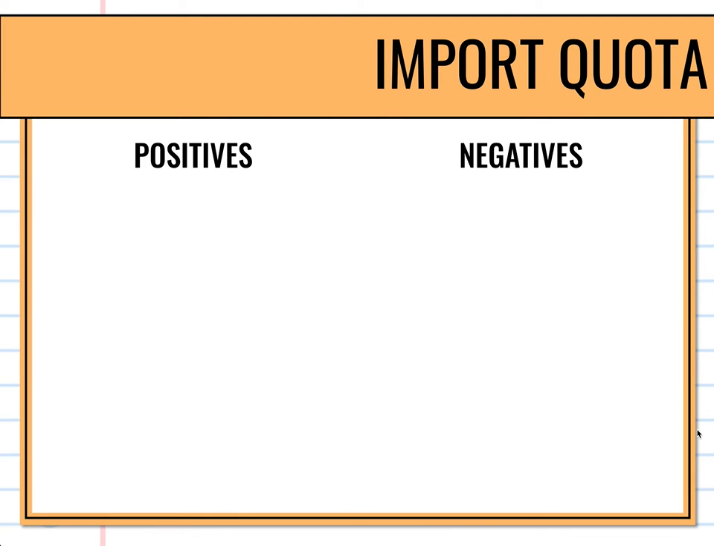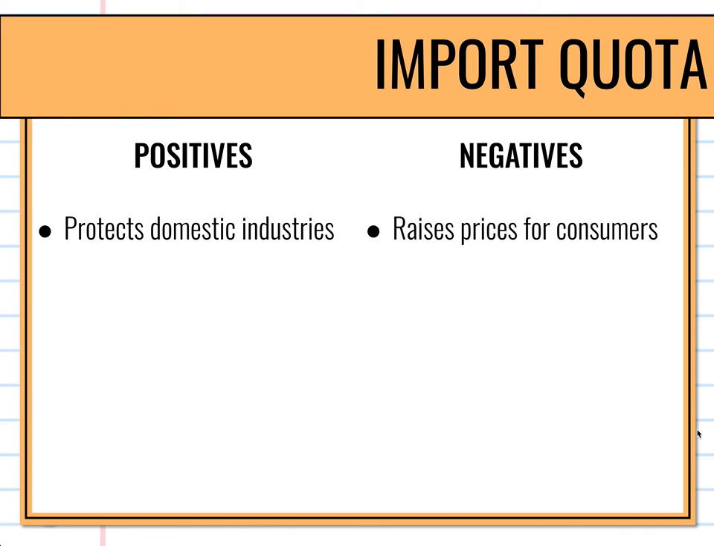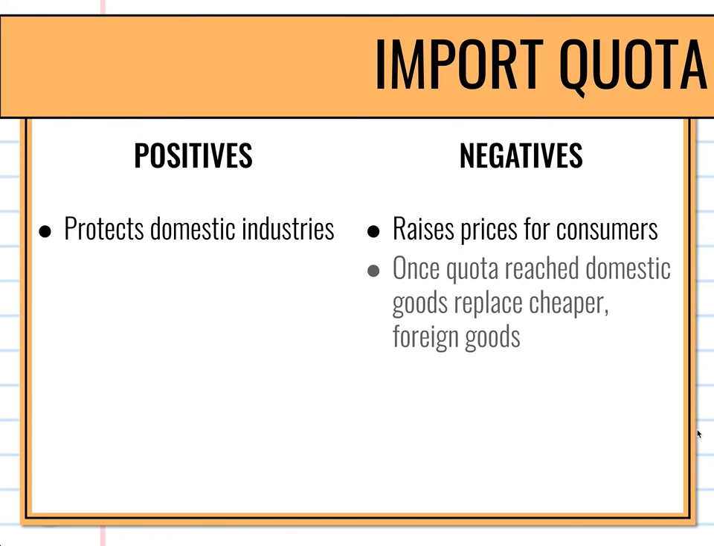The positives and negatives of an import quota. Again, it protects our domestic industries. Negatives, again, it raises prices for consumers. And once that quota is reached, the domestic goods replace the cheaper foreign goods. So again, the prices could increase.